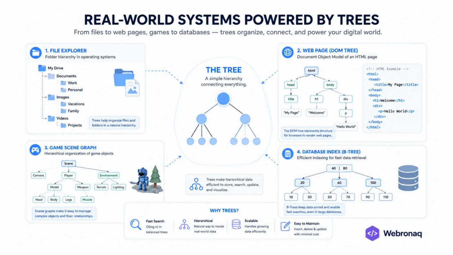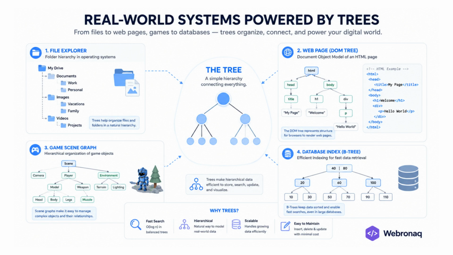One reason trees matter so much is that they model how many real systems naturally behave. Take your file system. A folder contains more folders and files. Those folders contain even more things underneath. That's a tree. Web browsers work similarly. When a web page loads, the browser converts HTML into something called the DOM tree. Every button, paragraph, image, and menu becomes part of a hierarchical structure the browser can navigate efficiently.